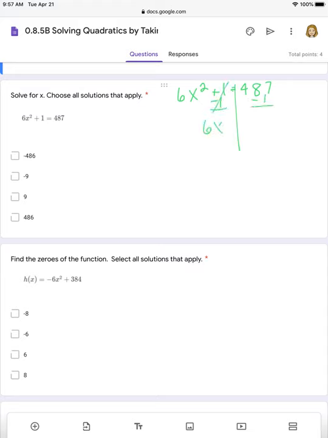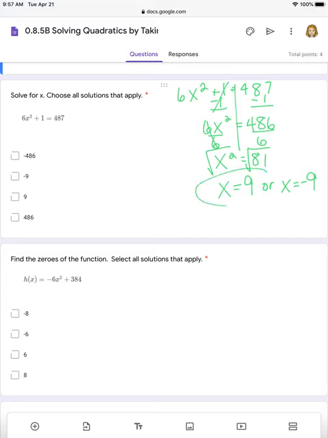We'll undo that addition first. Undo the multiplication by 6. And we get x squared equals 81, I think. Let's see, 486 divided by 6, yeah, 81. So x squared equals 81. Take the square root. What number times itself is 81? 9, or -9. So those will be your two solutions. All right, so let's take a look at the next one.